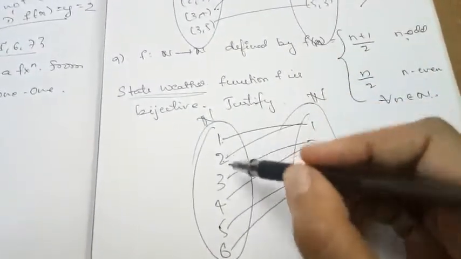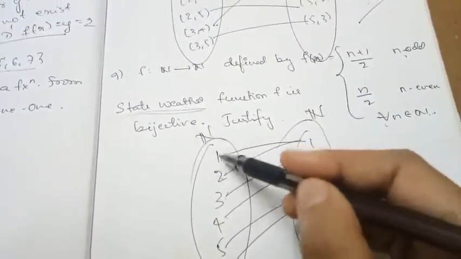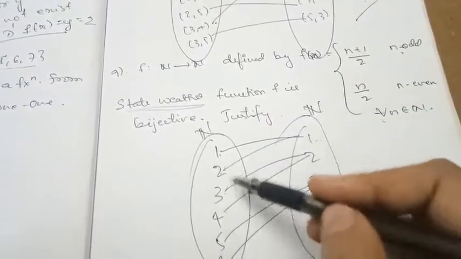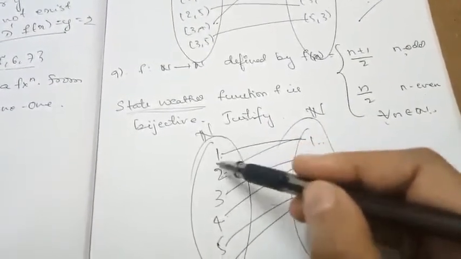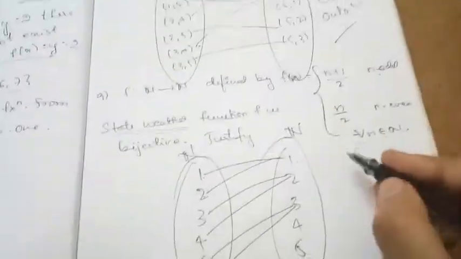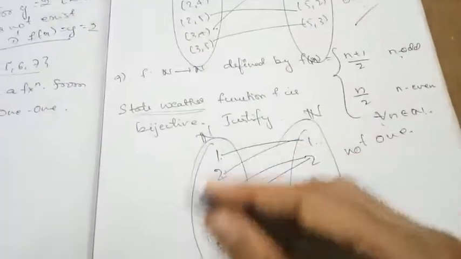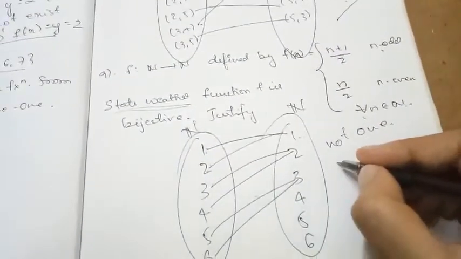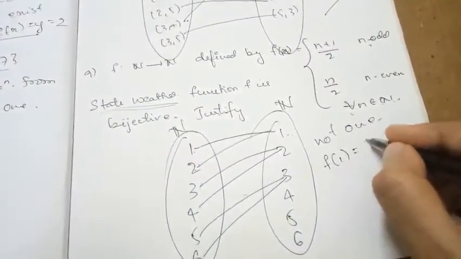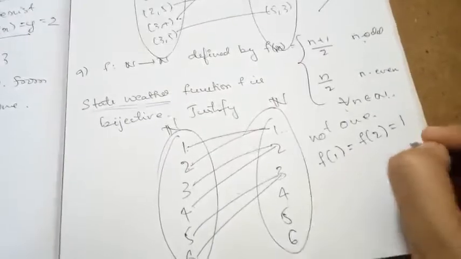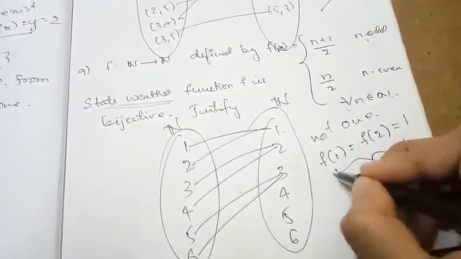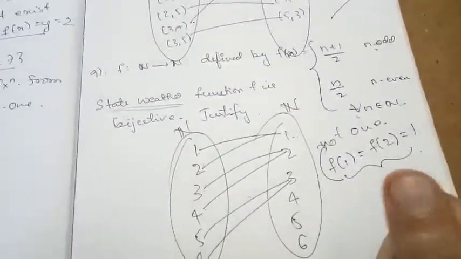So clearly you can see here both the elements are having the same image. Consecutive odd and even numbers are having the same image. So it is not a 1, 1 function. By looking into this mapping, you can clearly write f of 1 is equal to f of 2 is equal to 1. So it is not a 1, 1 function.